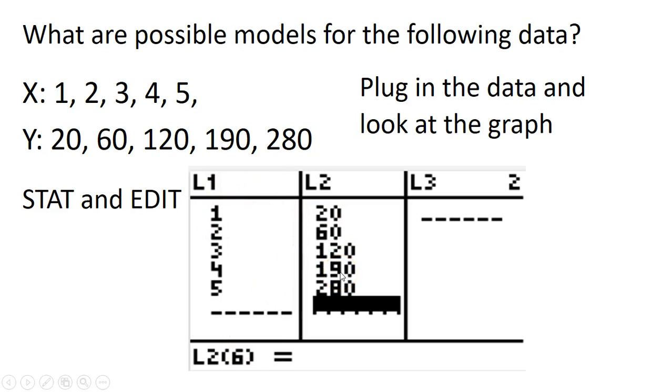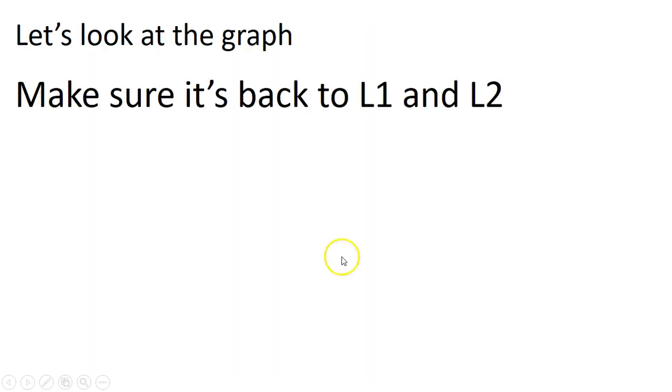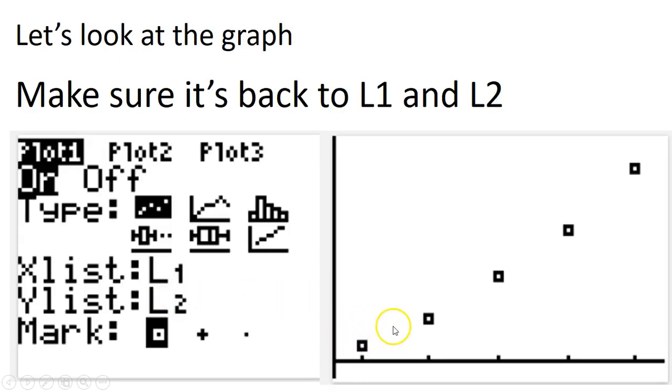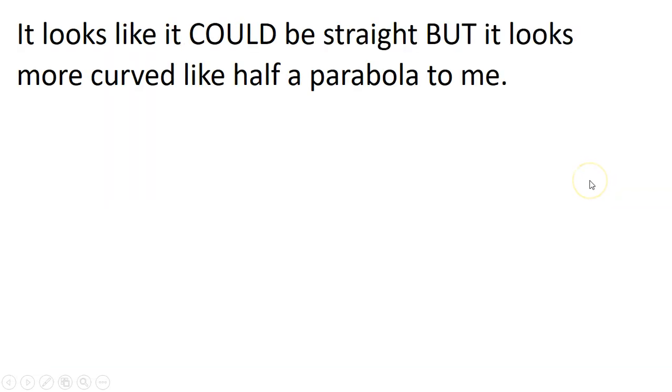So I did. And when I go and look at the graph, remember I'm going to turn the stat plot on. I'm going to use the stat plot L1 and L2 with this data, and it could be a straight line. To me, it looks kind of curved, but if you can't figure that out, you would plot the residuals to see if you notice a pattern.